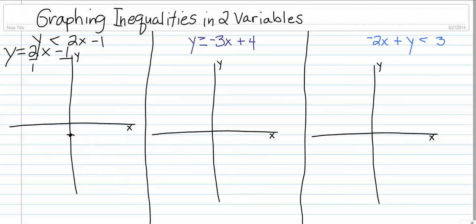And to get to my next point, I need to rise 2. So there's 1. I'll rise 2, and I'll run to the right 1. And I'll put another dot there. And I'll just keep doing that. Rise 2 and run to the right 1. Okay? Now normally I would take these 3 points and I would connect them with a solid line, and only those points on that line would be the solution.